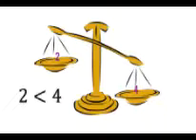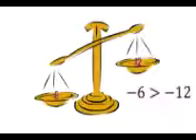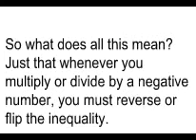So what does multiplying by a negative do in this model? Think of it as reversing gravity. Instead of having the 12 hold down the scale, the negative 12 pulls up the scale because gravity is reversed. The negative 6 tries to pull up the scale, but it is not as powerful as the negative 12, which pulls up harder since gravity is reversed. So what does all this mean? Just that whenever you multiply or divide by a negative number, you must reverse or flip the inequality. But remember, this only happens when multiplying or dividing by negative numbers.